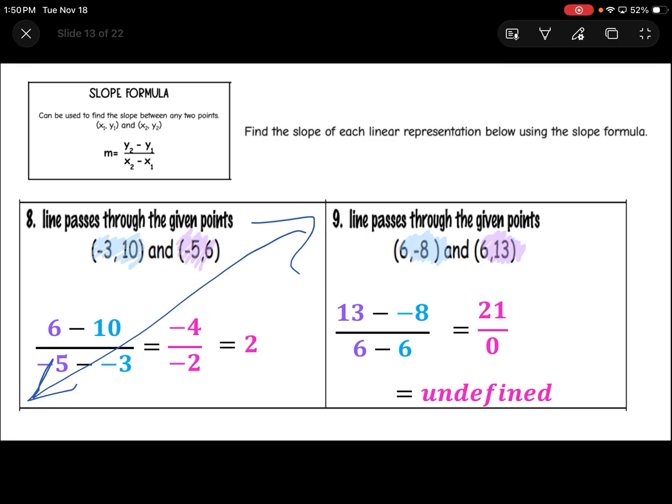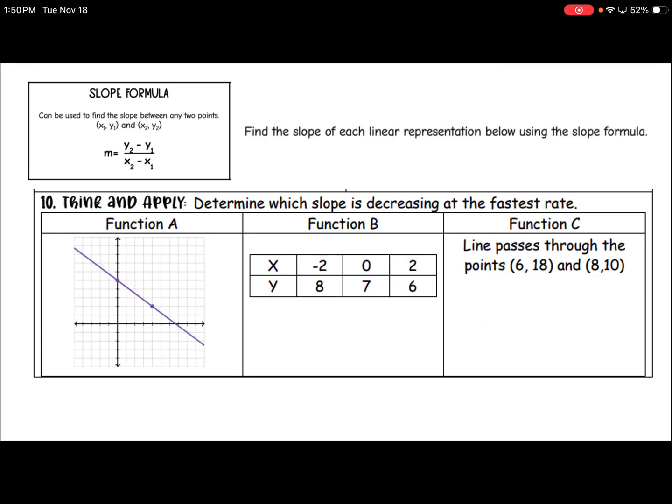All right, we've learned lots of ways to look at things. We've looked at them in tables, in graphs, and in ordered pairs. Using that info, I want you to try to answer which slope is decreasing the fastest based on 3 different forms. It's easy to compare money if it's all dollar bills. It's easy to compare money if it's all quarters. But if you have some quarters, some dimes, some dollar bills, and you have to compare them, then you've got to get them all into their value.